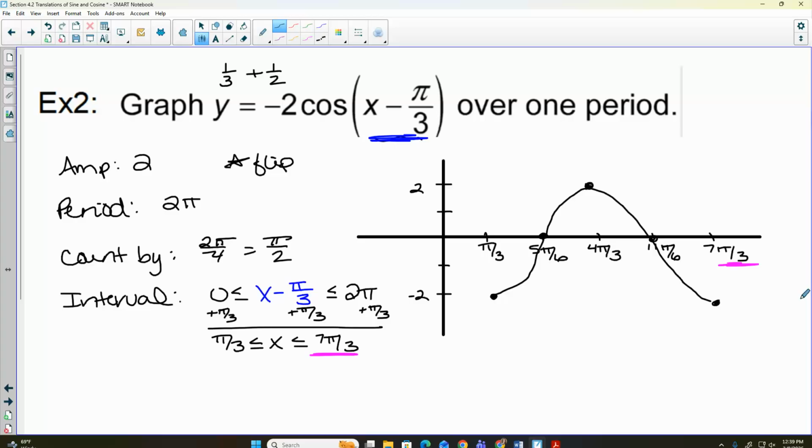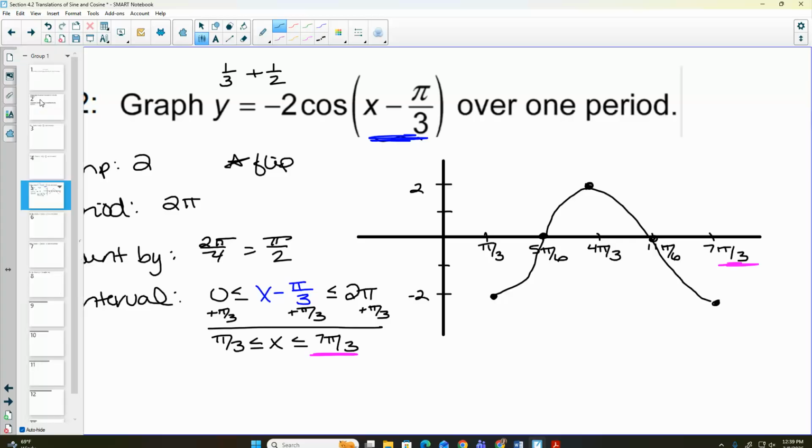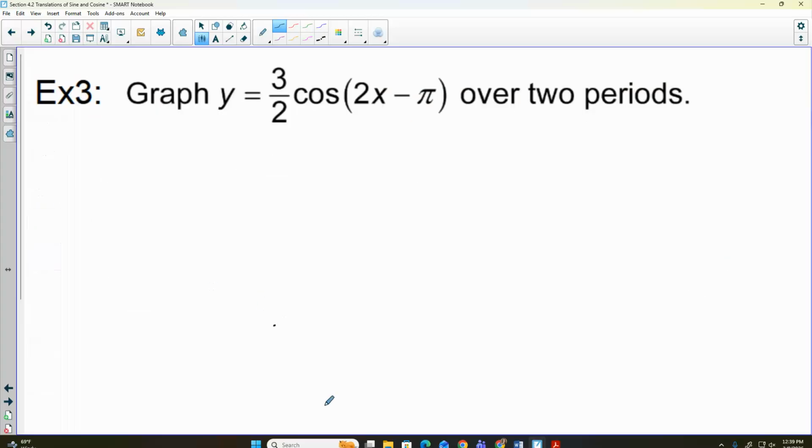All right. What questions do you have? Let's try another one. Why don't you take a minute and see if you can list out the information? Then we'll check it before you draw your graph.